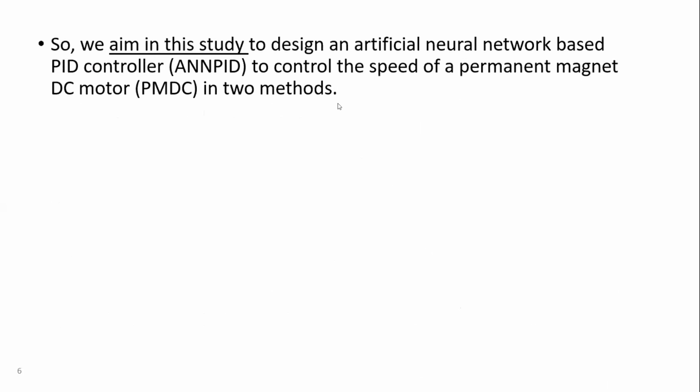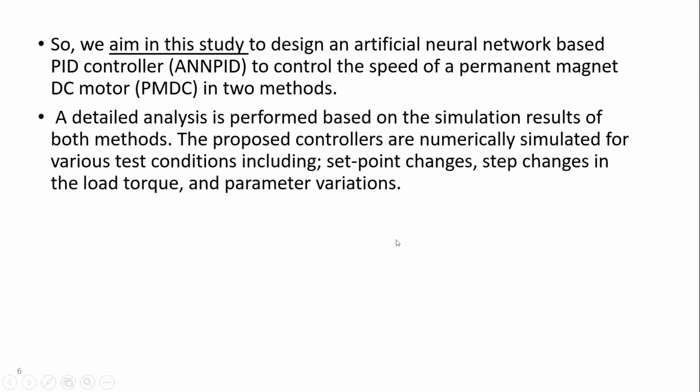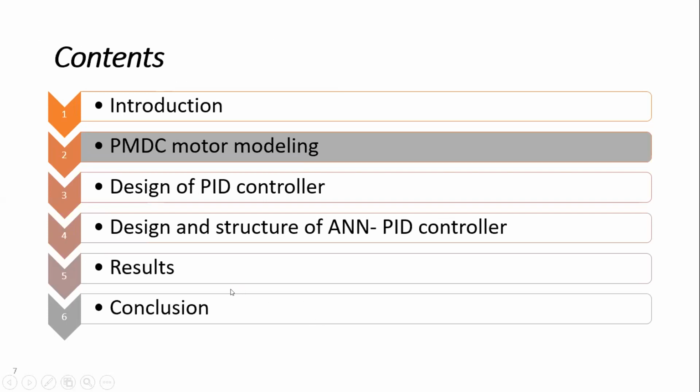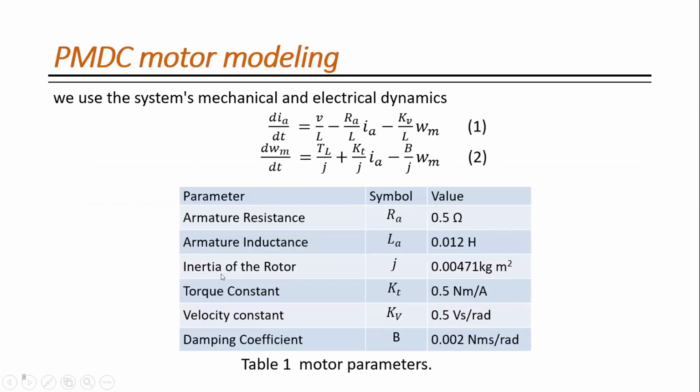So in this study, I design an artificial neural network-based PID controller to control the speed of a permanent magnet DC motor in two methods. A detailed analysis is performed based on the simulation results of both methods. The proposed controllers are numerically simulated for various test conditions, including set point changes, step changes in the load torque, and parameter variations. The suggested techniques were compared in a comparative study with a traditional PID controller based on the transient response specifications. Let's speak about the BMDC motor modeling.